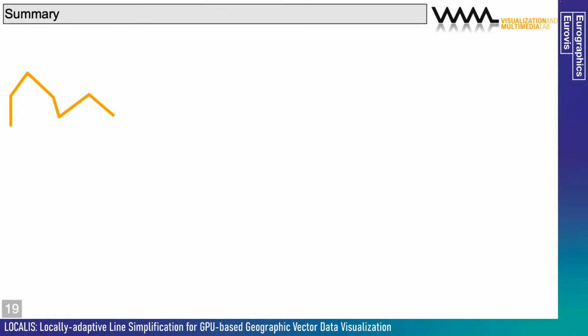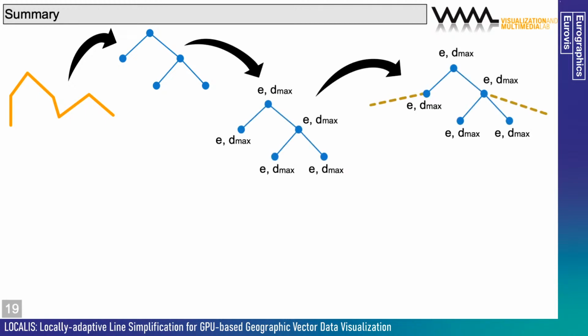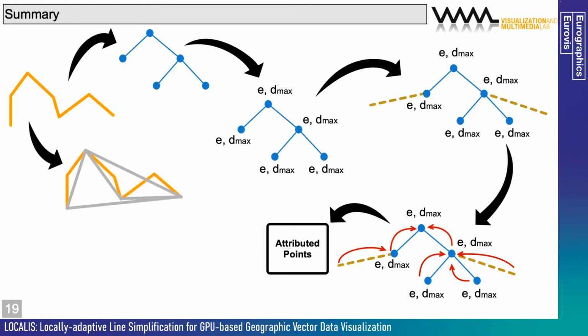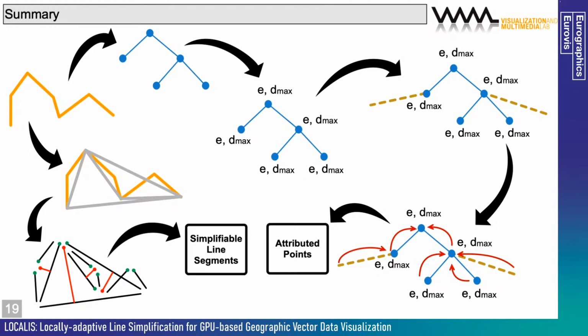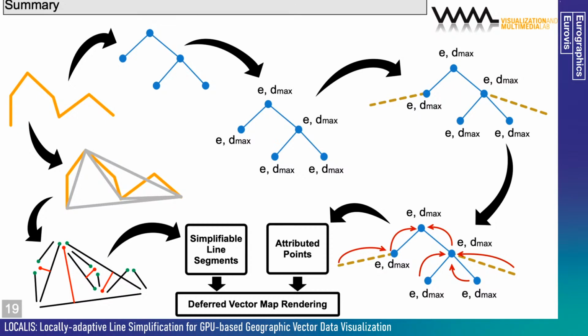In summary, we get the lines as an input, create binary trees using the Douglas-Peucker algorithm, calculate error and Dmax values, find the intersection dependencies between lines, saturate error and Dmax values within trees and between intersection dependencies, and finally create a list of attributed points. At the same time, we create all possible line segments, find their generators and splitters, and create a list of attributed line segments. Then this data is loaded to GPU and rendered in the deferred vector map part of Localis. During the rendering, simplification happens on the GPU and this data is not required to be updated.